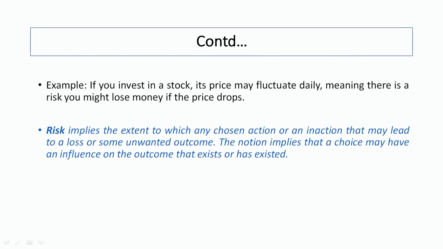For example, if you invest in stocks, the price may fluctuate daily, meaning there is a risk you might lose your money if the price drops. So, risk implies the extent to which any chosen action or inaction may lead to loss or some unwanted outcome. The notion implies that choice may have an influence on the outcome that exists or has existed.